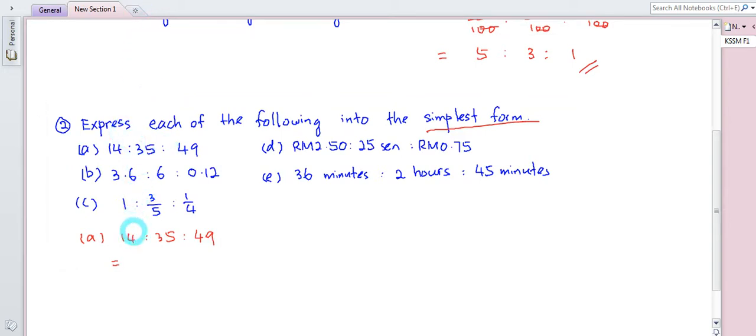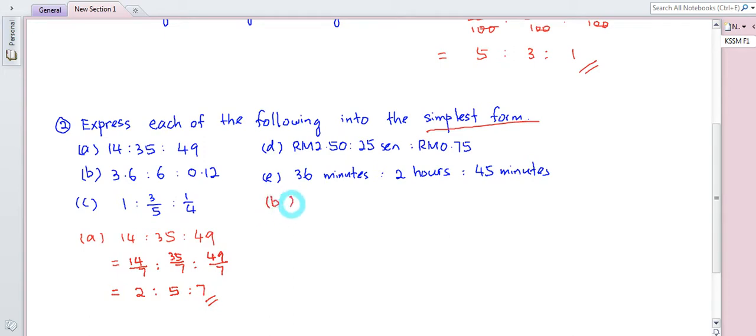So we can divide. When we want to write a fraction in the simplest form, we can only use divide or multiply. We cannot use plus or minus. Here we just divide by 7. When one number is divided by 7, all have to follow. You cannot write, for example, this one divided by 7, this one divided by 5, this one divided by 7. Cannot be like this. All have to be divided by the same number. Here we get 2, here you get 5, here you get 7. They don't have any more common factors. This will be the final answer.